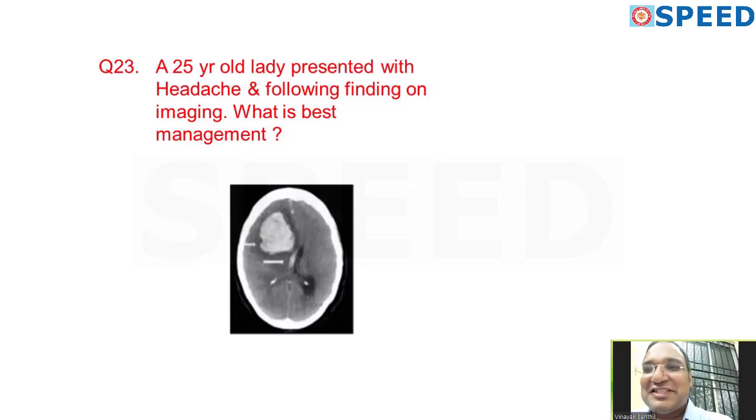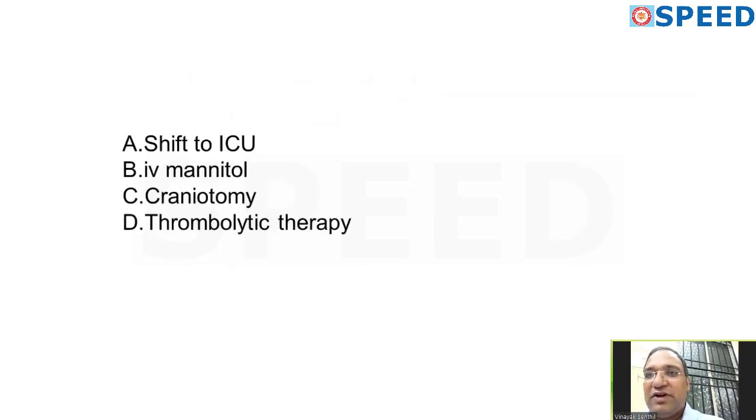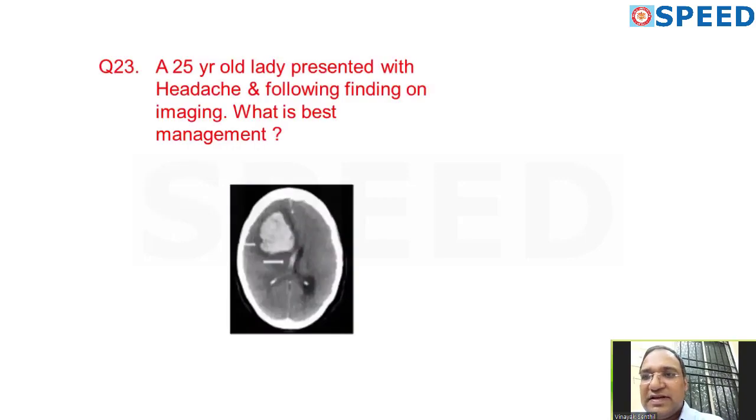Head injury. We discussed in trauma, head injury, neurosurgery. A 25-year-old lady presented with a headache and the following finding on imaging. What will be the best treatment? You can see the CT scan. I don't know whether the same picture or a similar picture was given in your exam. What will you do? What will be your answers? What answer is the best among the options given? Next step was asked, not the best. Okay, so what will be the next step?